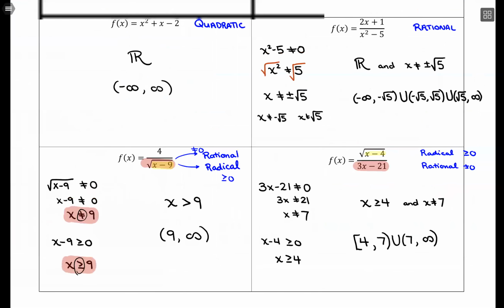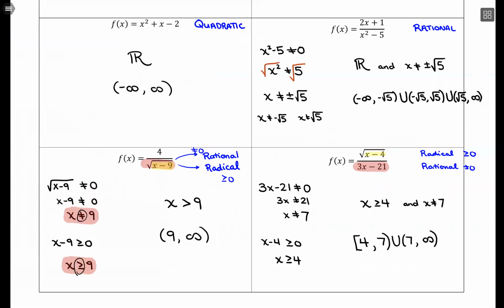So that's how we can algebraically find our domain of the functions. We just have to know what type of function we have, or sometimes it's a combination. But then use the graphs as well to kind of support your answers and double check that you got it right.